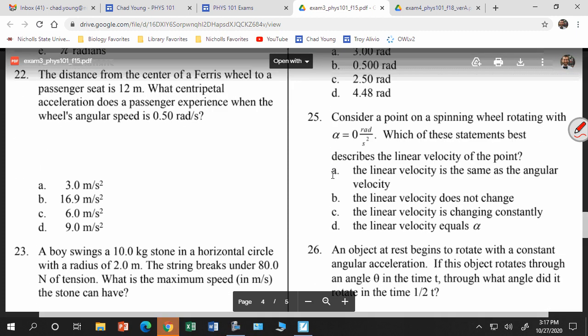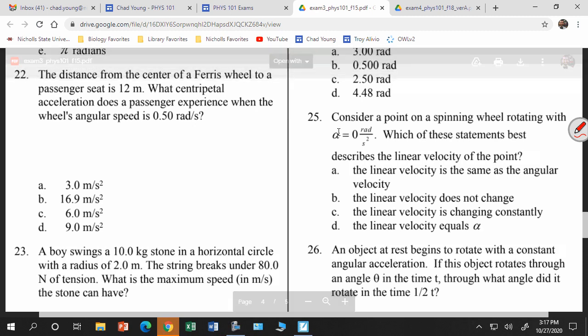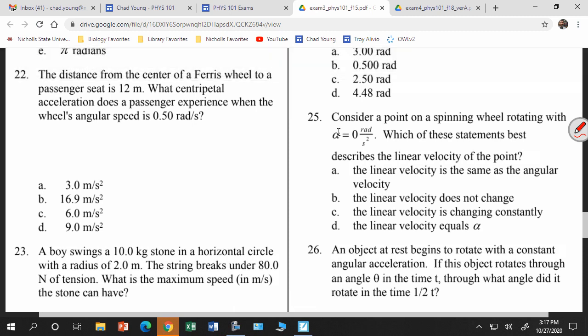All right, you'll have some conceptual questions about all of these. Like, for example, this one. If alpha is equal to 0, that's the angular acceleration, then what does that say about, in this case, the linear velocity? Do you know what the answer is here, by the way? If the angular acceleration is 0, which of these statements is true? The linear velocity is the same as the angular velocity? Not true. The linear velocity does not change. Is that true?